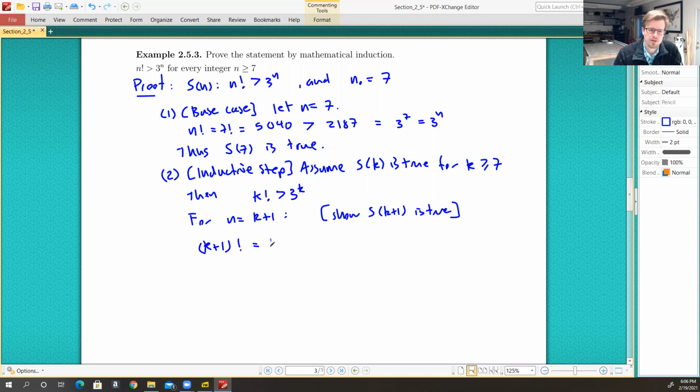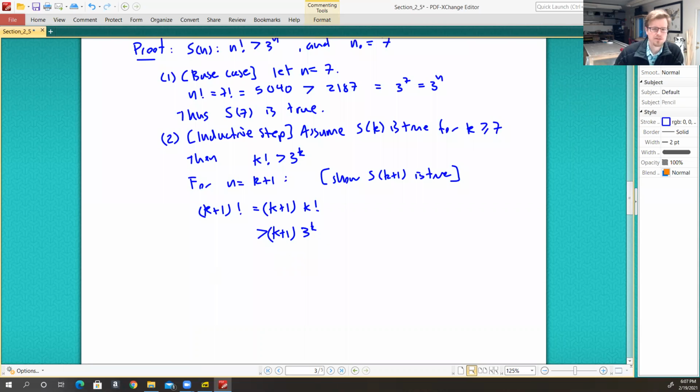Well, k plus 1 factorial is k plus 1 times k factorial. Excellent. Well, because I know that S of k is true, or that's what I'm assuming, then I know that k factorial is greater than 3 to the k. So if k factorial is greater than 3 to the k, then I can replace k factorial with 3 to the k and say that what I end up with is a little bit smaller now. So k plus 1 times 3 to the k. This thing is greater than that thing. How does that help us out?